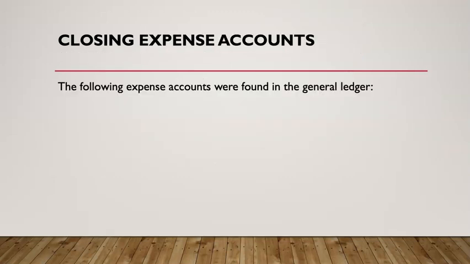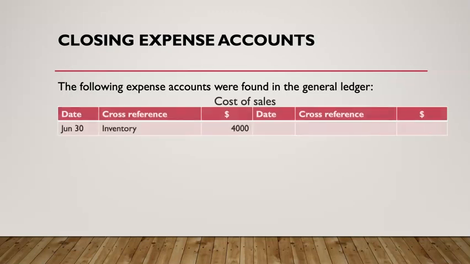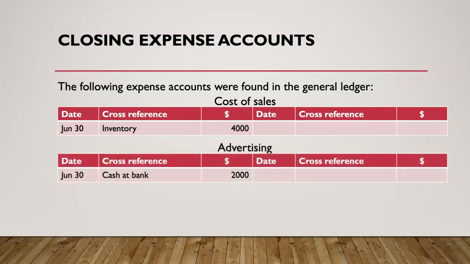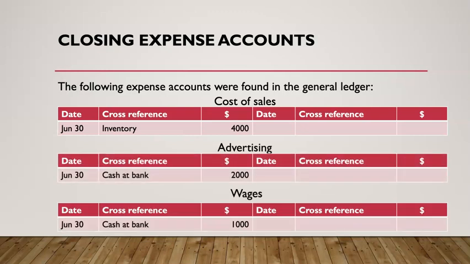We now can close expense accounts. Let's say the same imaginary business has 3 expense accounts, 3 types of expenses over the period. These being cost of sales, advertising, and wages. If you look at these, there has been $7,000 of expenses in this period. They've all been recorded as debits because we know an expense that increases is a debit, thinking about PEARLS.